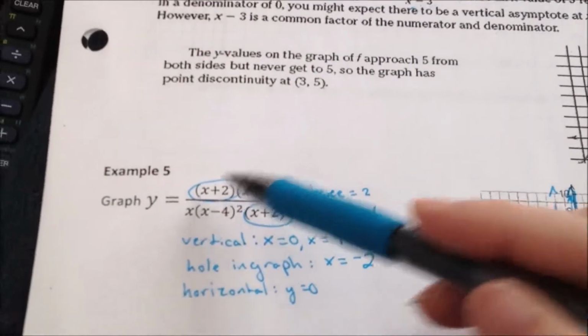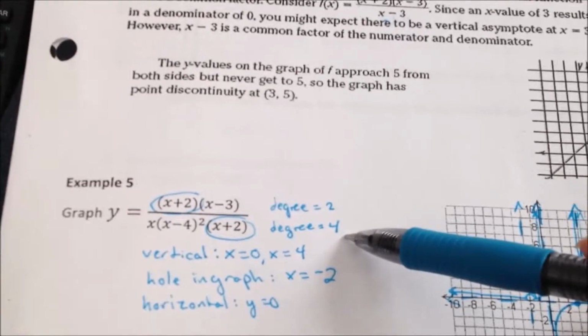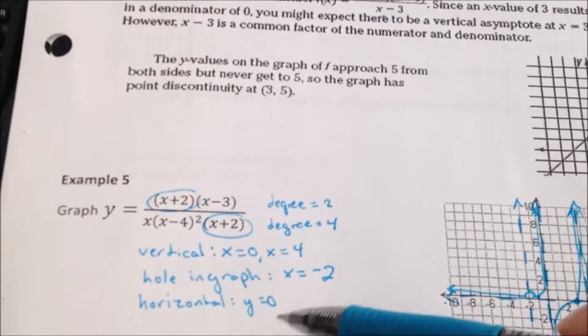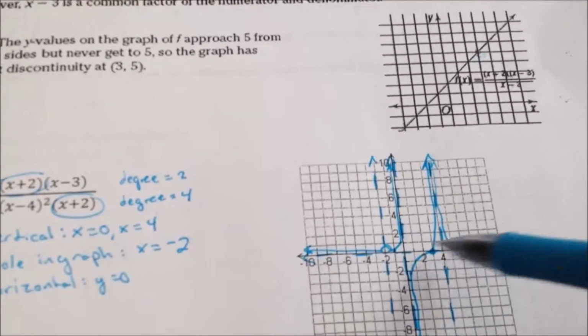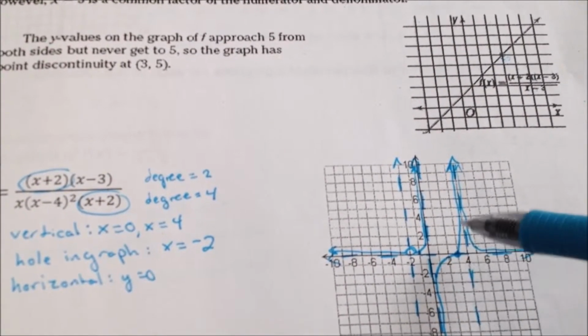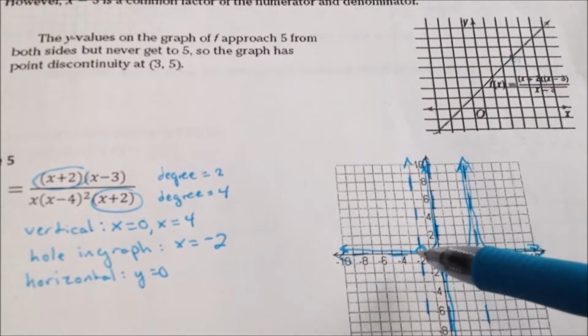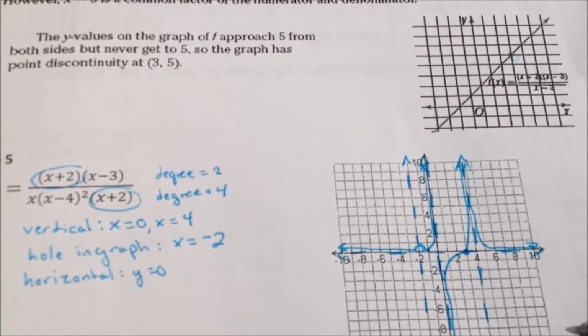And then the degree of the top is 2, the degree of the bottom is 4. When the degree of the bottom is larger, then you have a horizontal asymptote at y equals 0. So there's my horizontal asymptote. And then to get the rest, I put it in the calculator and graphed it. That's just a larger than normal dot. It's not a hole in the graph. That's a hole in the graph.